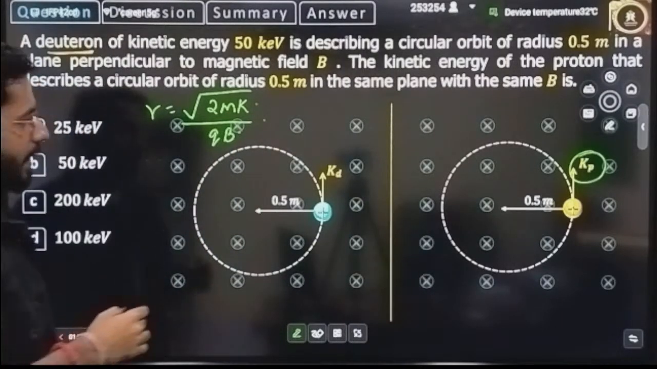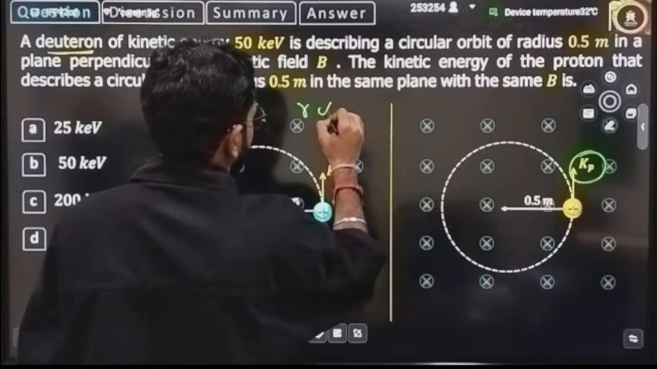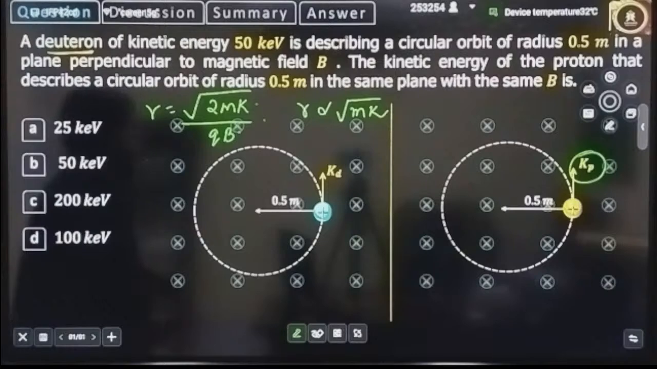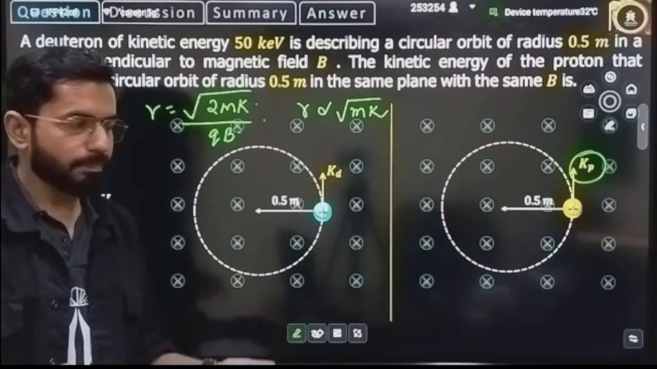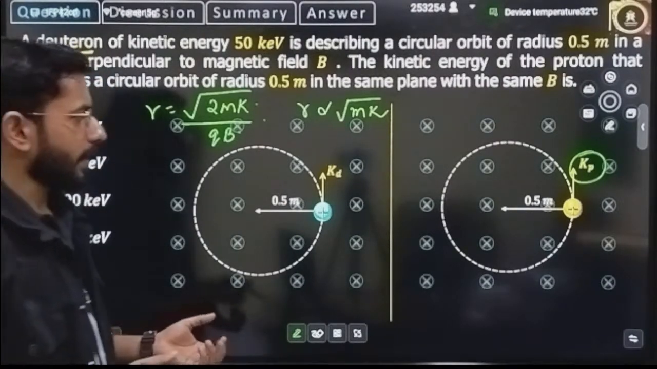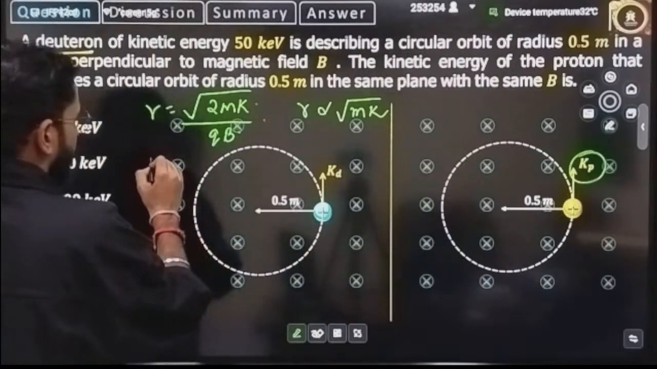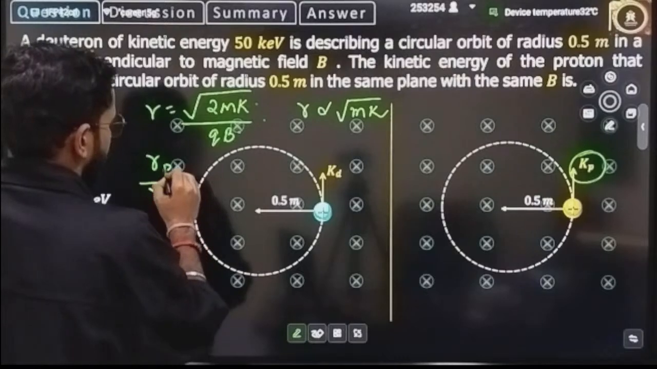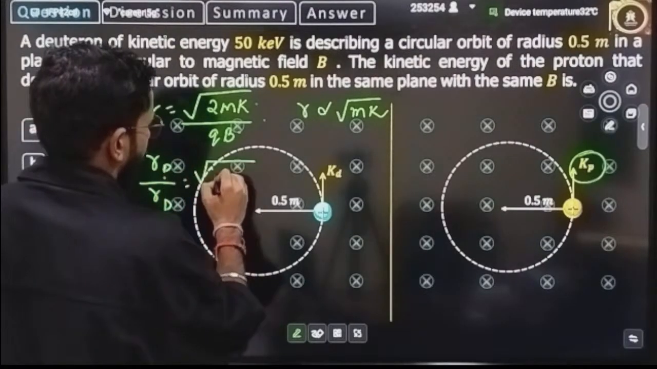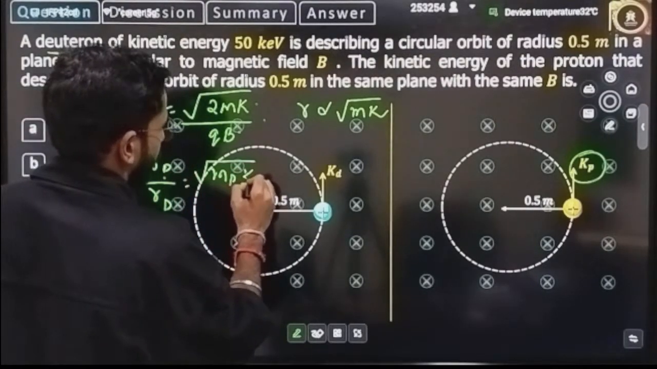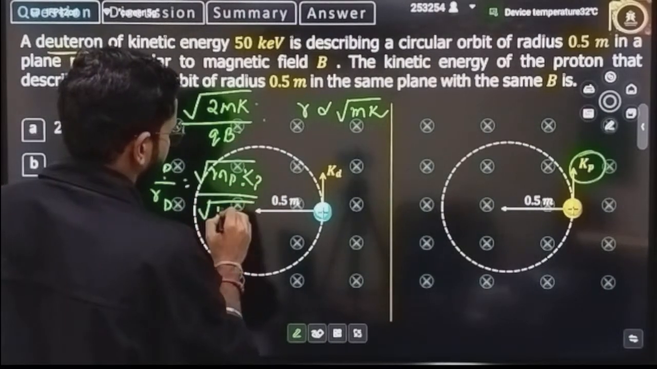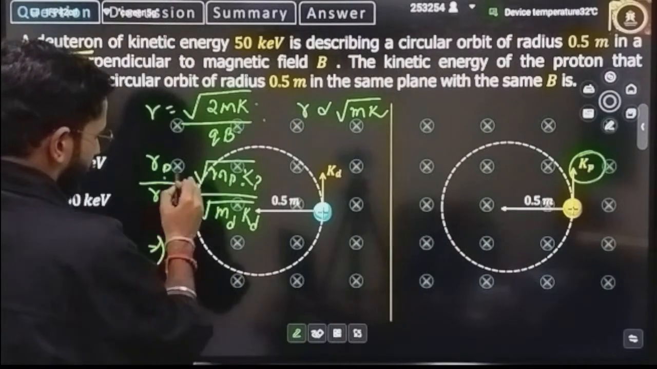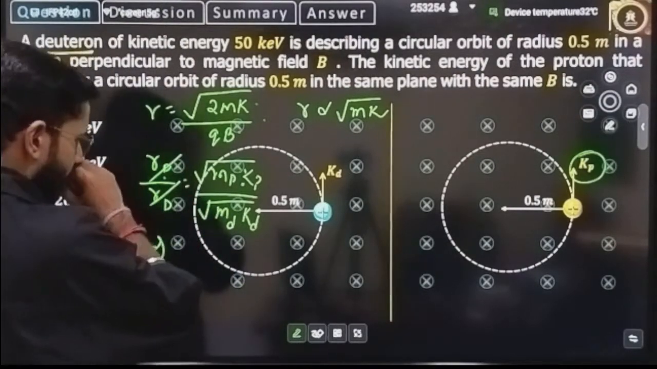Correct? Is it true to say that radius is directly proportional to root under m times K? Because the charges on proton and deuteron are the same, only the mass difference will be coming. Okay, and you know about that relation. So you will say that radius of proton divided by radius of deuteron is equal to root under mass of proton into kinetic energy of proton divided by root under mass of deuteron into kinetic energy of deuteron. Now this will become equal to 1 because the radii are given the same.